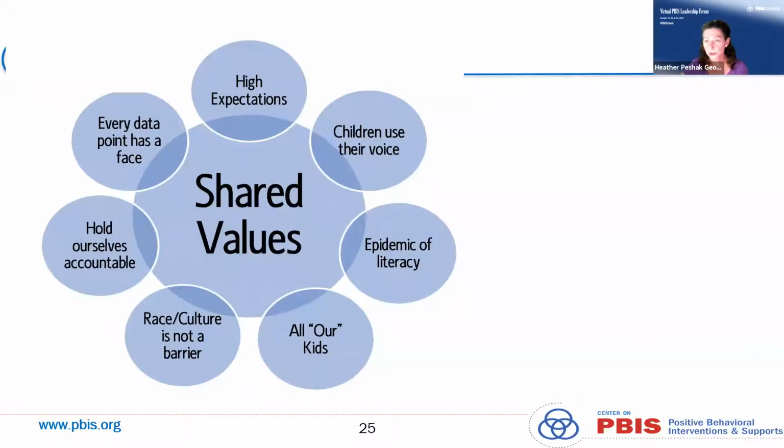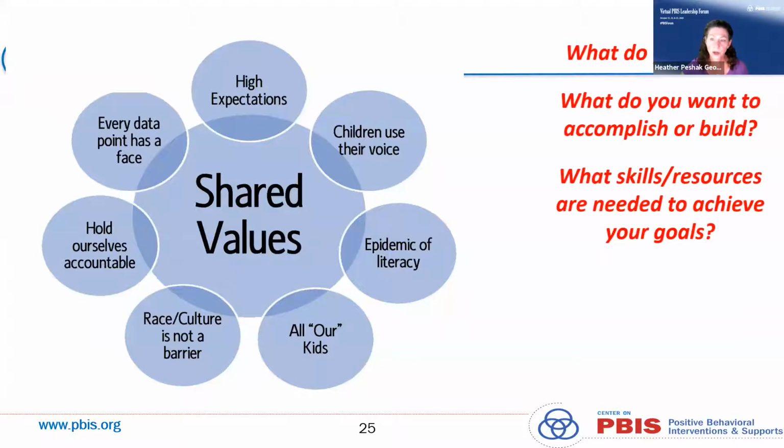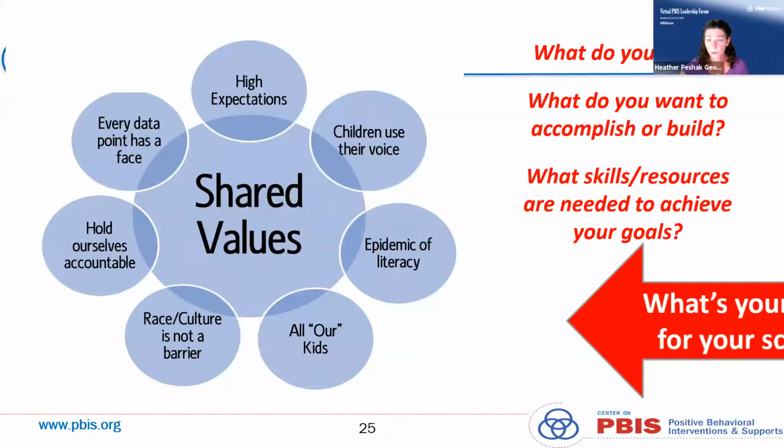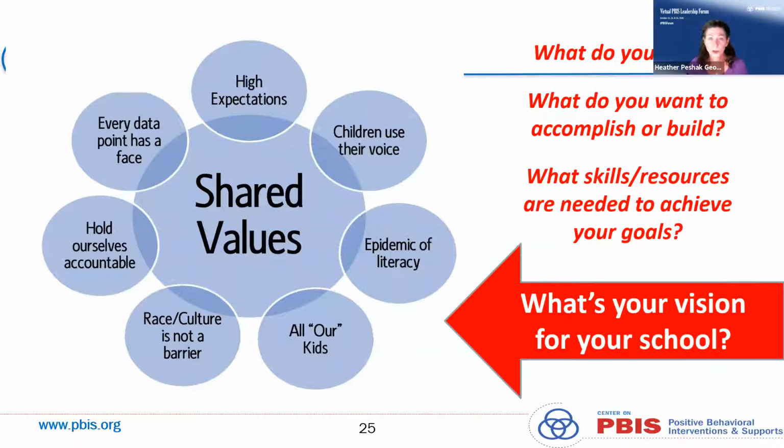So when we have shared values of coming together, why are we doing what we're doing? I want you to think about, regardless of what level you're at, a classroom, a school, a district, or even a state, what do you value? What do you want to accomplish and build? And what skills and resources are needed to achieve your goals? And so from that can help create a vision.